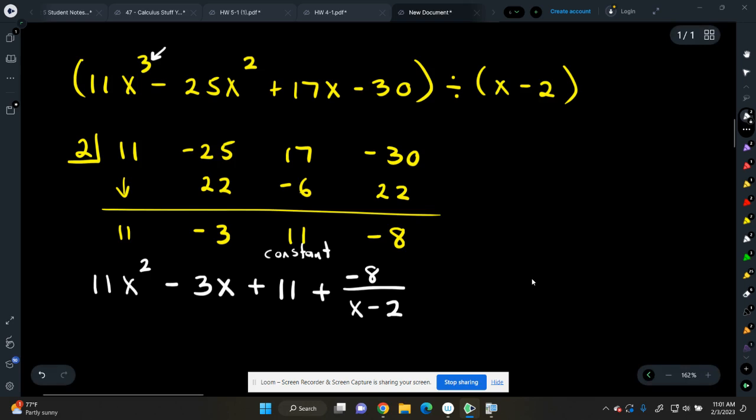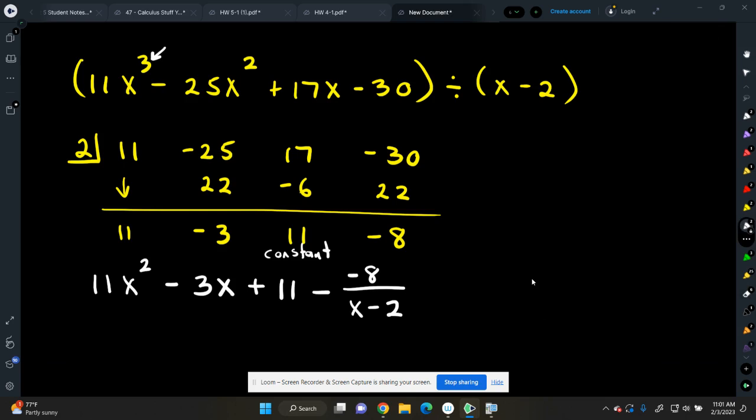Okay, listen, this was a good question. Gianna said, does it matter if I put plus or minus? So I can either put plus negative 8 over, or I can do minus 8 over. Either one. But you can't do minus negative 8, because minus a negative is a positive.